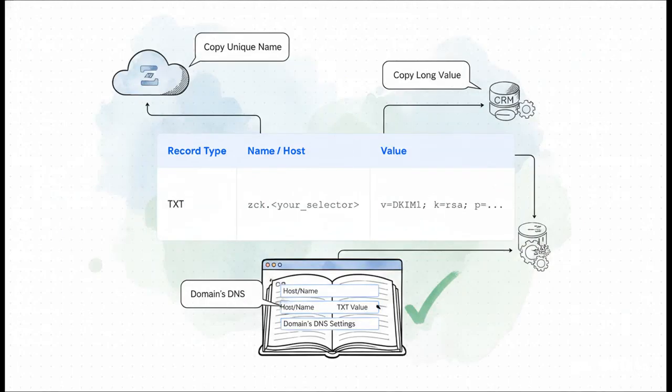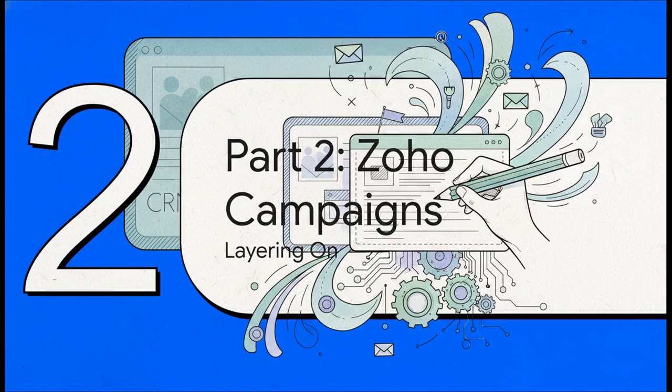And guess what? The DKIM record is pretty much the same deal. It's another TXT record. Zoho will give you a unique name or host. It'll look something like this. You just copy it and paste it in. Then you do the exact same thing for that big long value string. Copy, paste, and you're done. Your CRM is all set up. Okay, CRM is locked in.